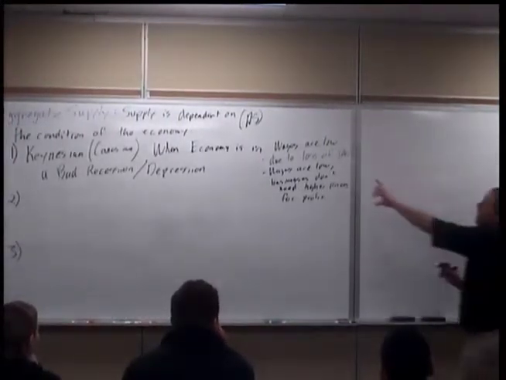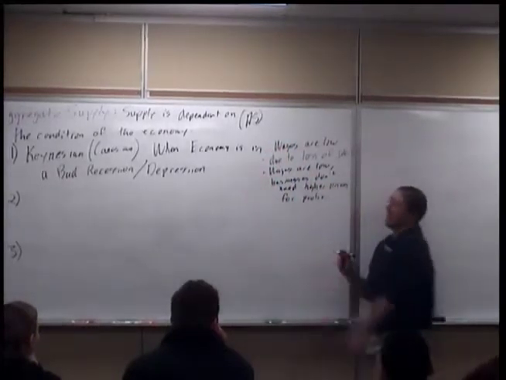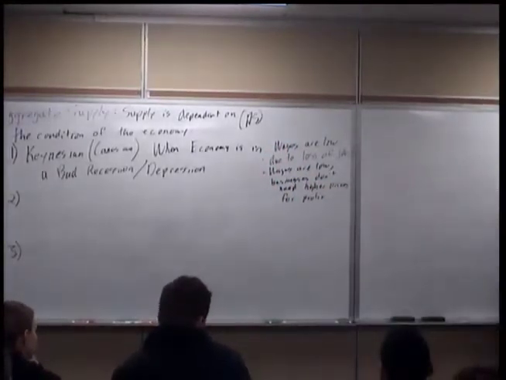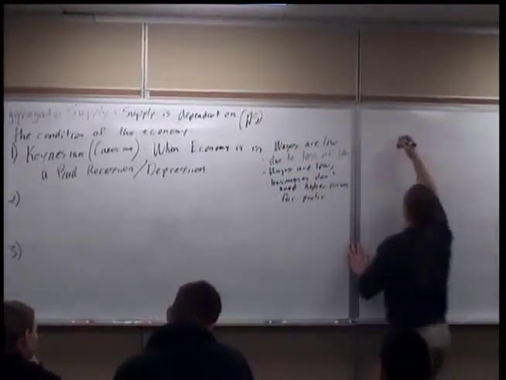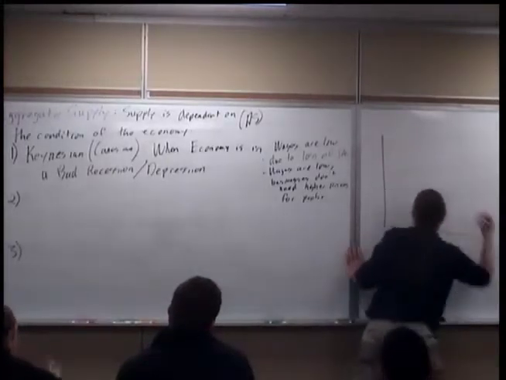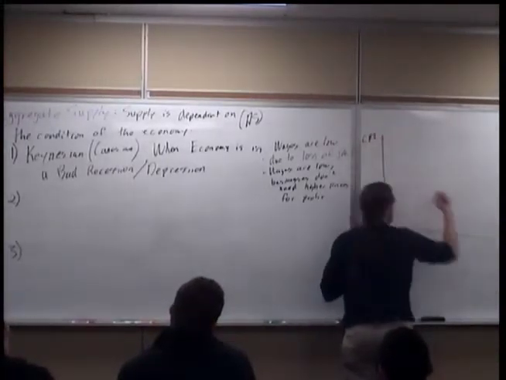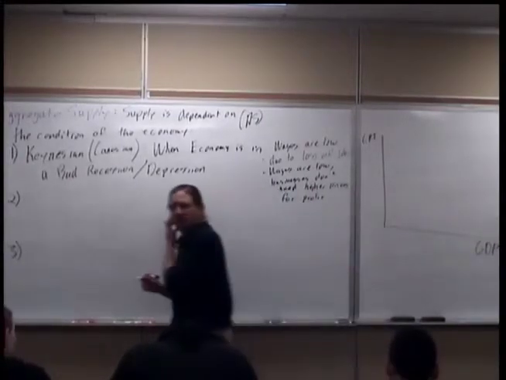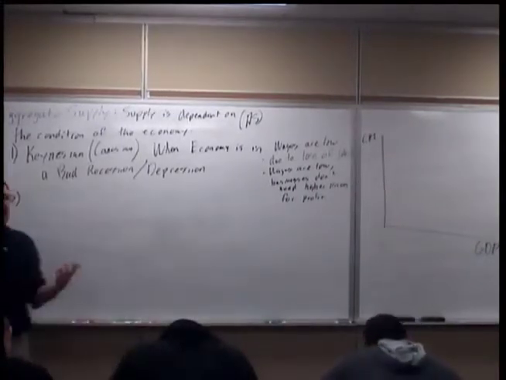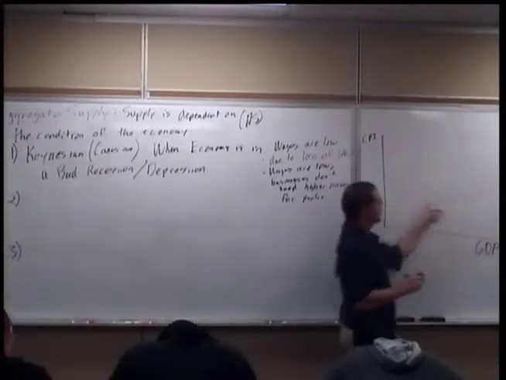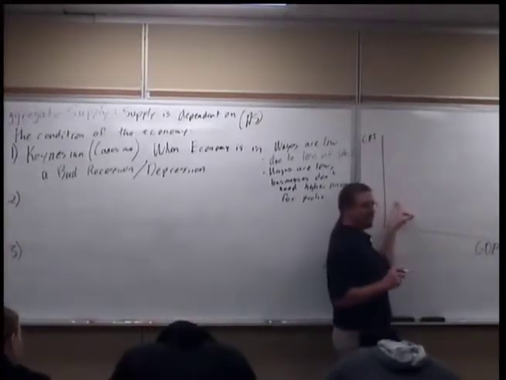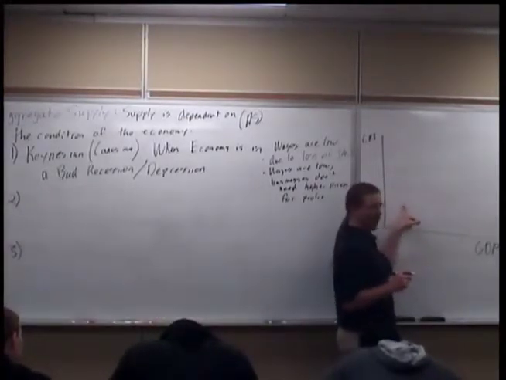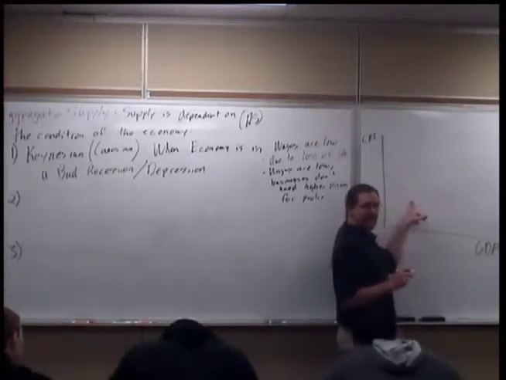So the key here is that if wages are down and prices are staying down, during a recession, we're closer to this end of the GDP spectrum, right? We're over here. But the idea is that in order for GDP to go up, right?